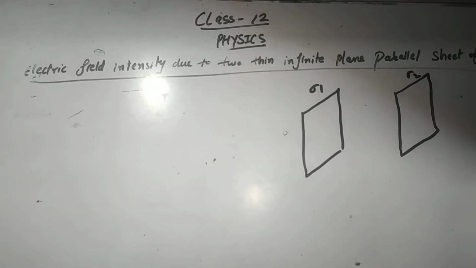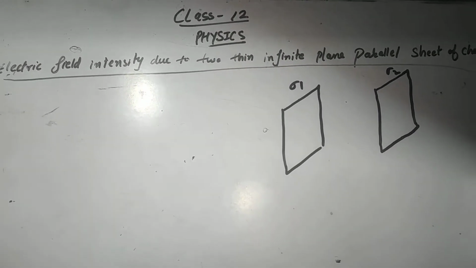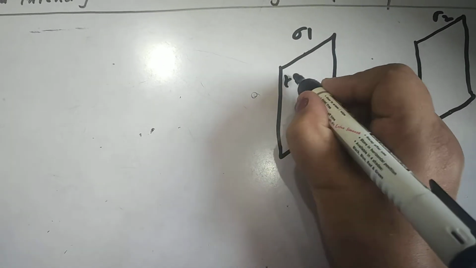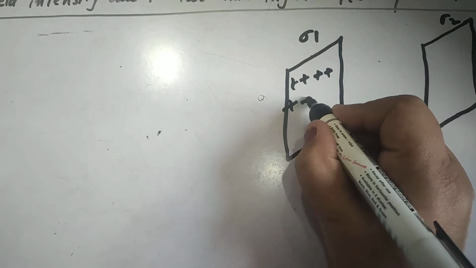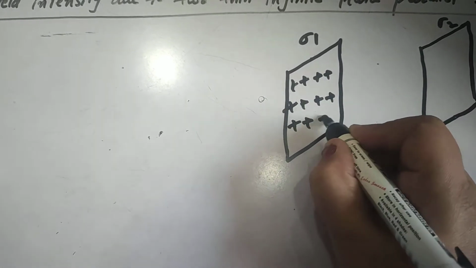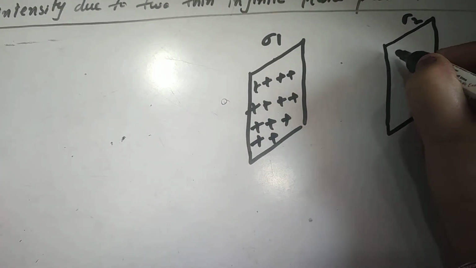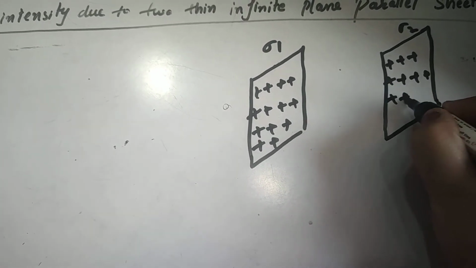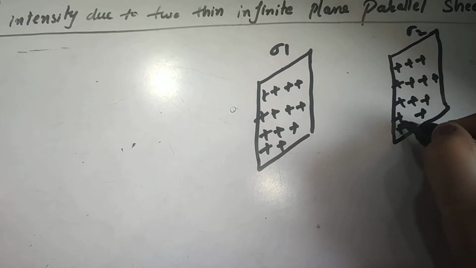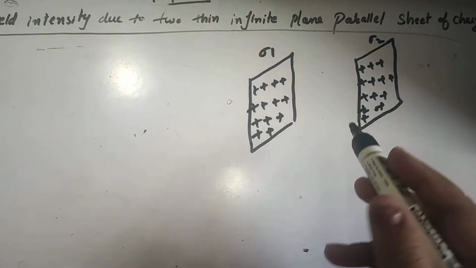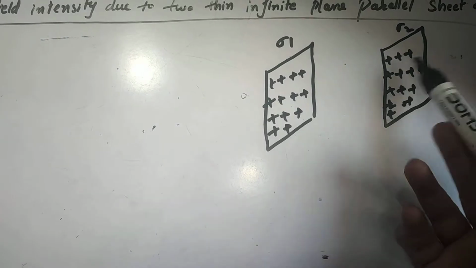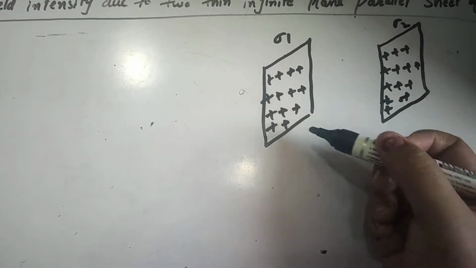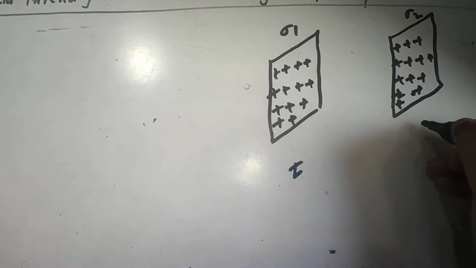Electric field intensity due to two thin infinite plane parallel sheets of charge. So here we have two parallel plates having charge density sigma 1 and sigma 2. Let us take both the surface charge densities to be positive but having different values, sigma 1 and sigma 2. This is the first sheet and this is the second sheet.